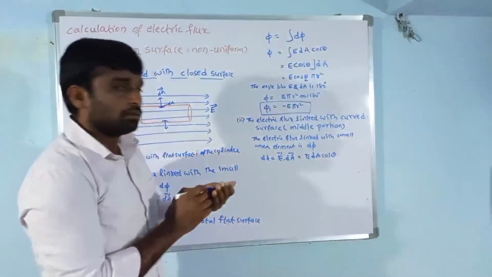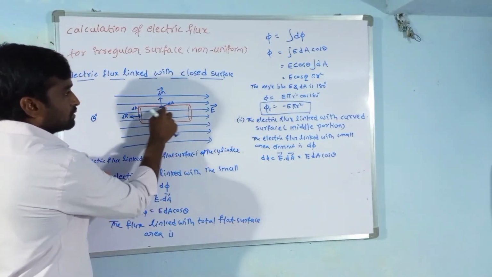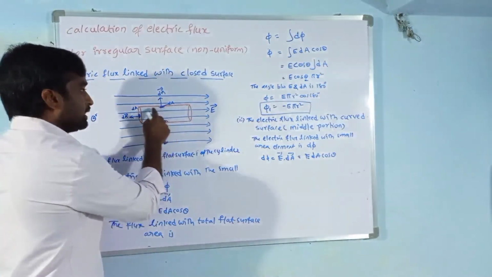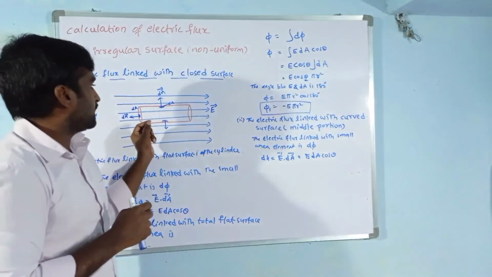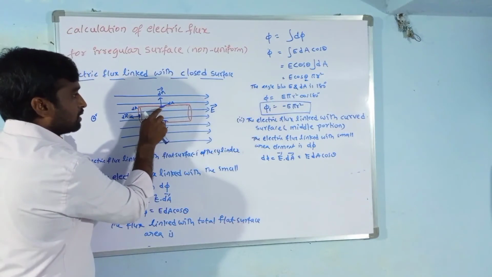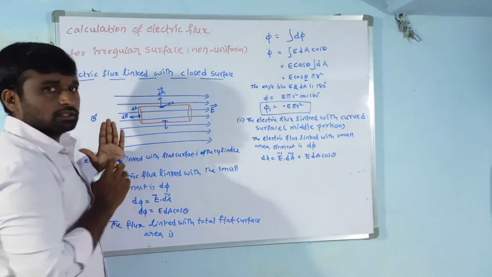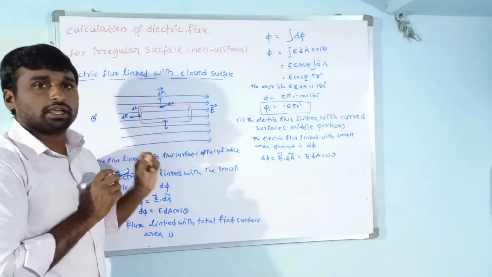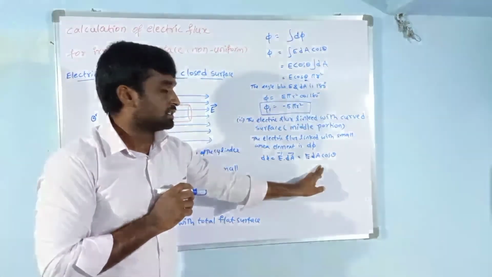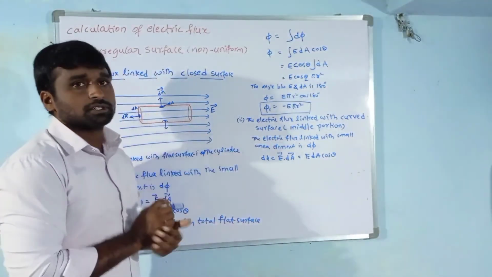Now if we want to get the flux linked with the whole middle surface, the flux linked with the total surface, how can we get it? By taking integration of all small area elements. This middle portion contains a large number of small area elements like this. The electric flux linked with each small area element is d phi equal to E dA cos theta. So this condition will be applied to every small area element on this middle portion.